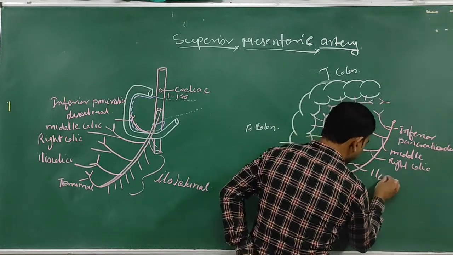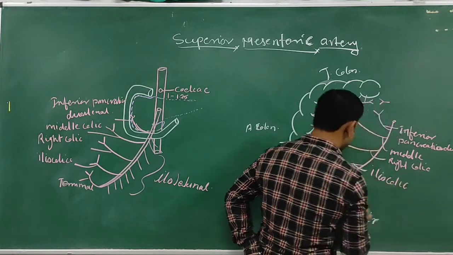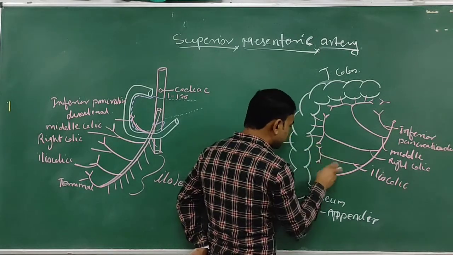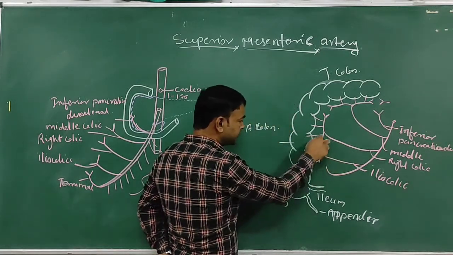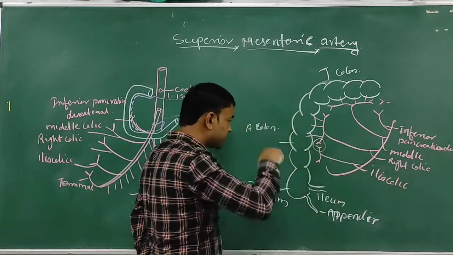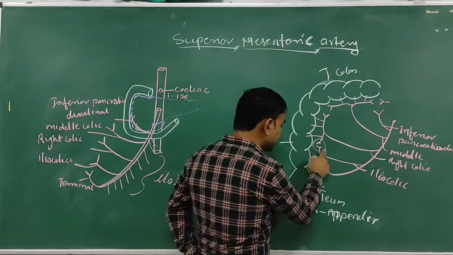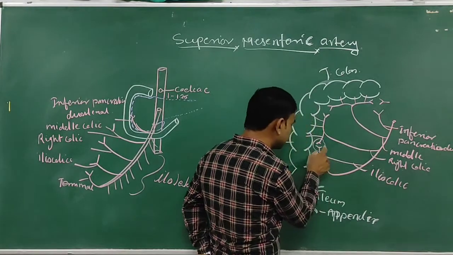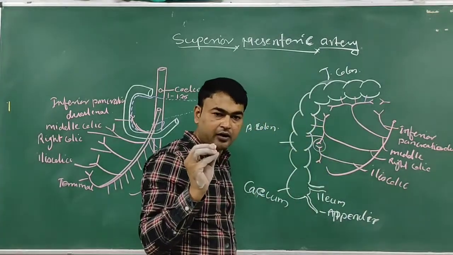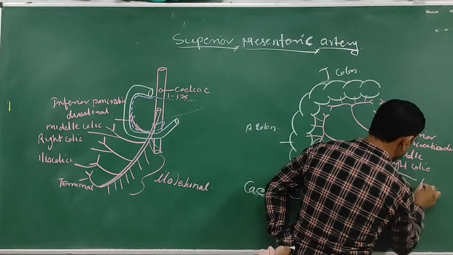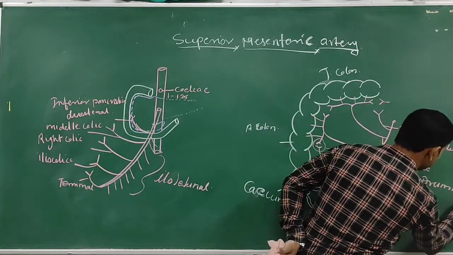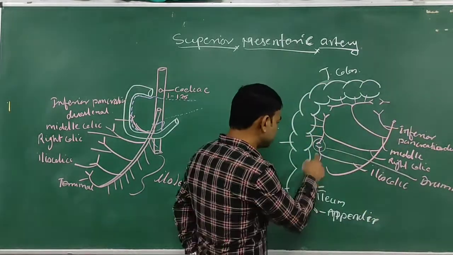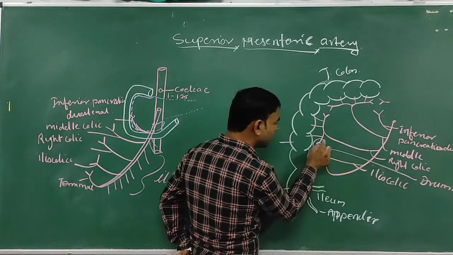The ileocolic branch gives two branches, ascending and descending. The ascending branch anastomoses with the descending branch of the right colic artery. This is the beginning of the right marginal artery, the artery of Drummond, formed by the anastomosis of the ileocolic and the right colic.